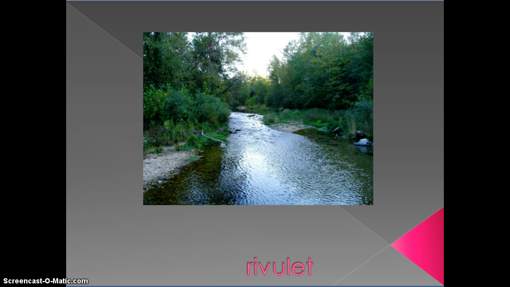Next one is rivulet. I think this is an easy one. A rivulet is a small stream, so it's a small river, if you will, and that's what that picture is. Very, very easy. The synonym for that one is a creek.